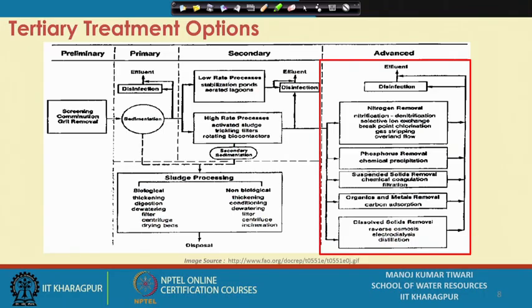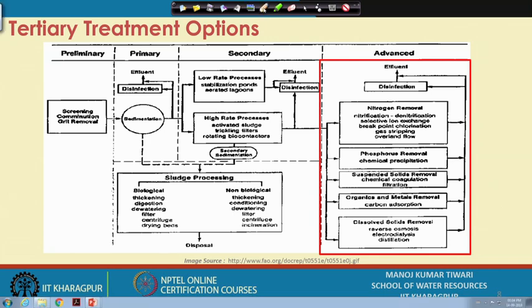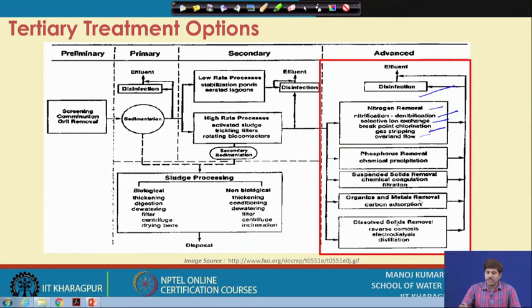Okay. So, if we see the various treatment options for advanced or tertiary treatment, again there is a variety of processes. There is disinfection for the removal of microorganisms. Nitrogen removal could be achieved by nitrification, denitrification, selective ion exchange, chlorination, or gas stripping. All these are approaches for nitrogen removal. Phosphorus removal is usually done by chemical precipitation. There are biological phosphorus removal methods that also exist and can be used.